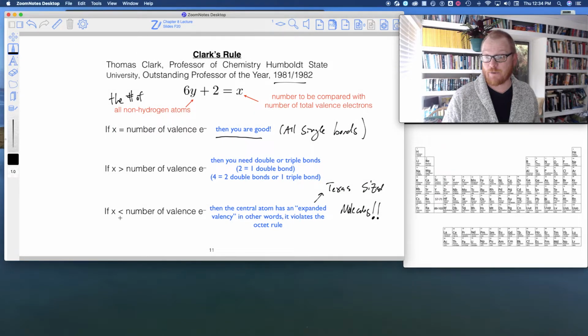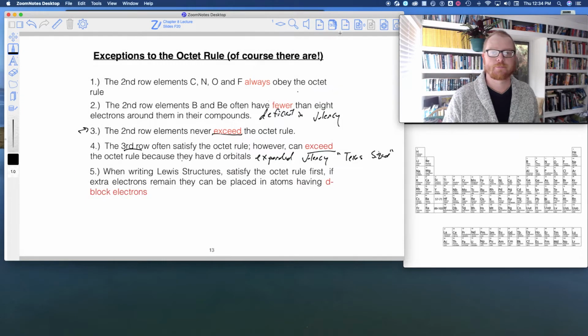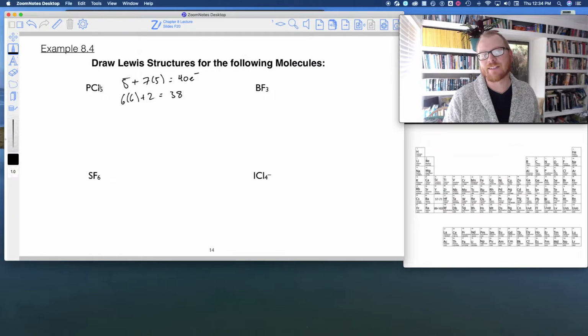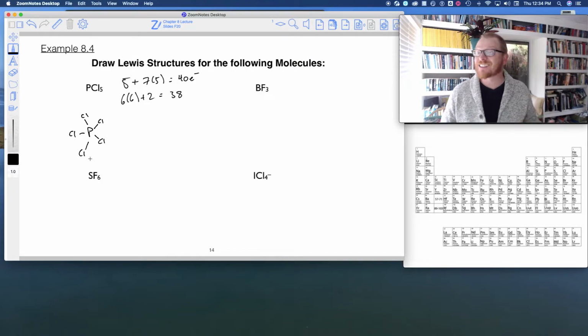If X is less than the number of valence electrons, expanded valency. And we can see that because this is a phosphorus with 5 chlorines, right? So phosphorus has the higher bonding capacity, okay? And I've got 5 chlorines to put around this thing. So my phosphorus is Texas-sized, right? It can take 10. It has 10 electrons. But let's count them up. 2, 4, 6, 8, 10 out of my 40, okay?